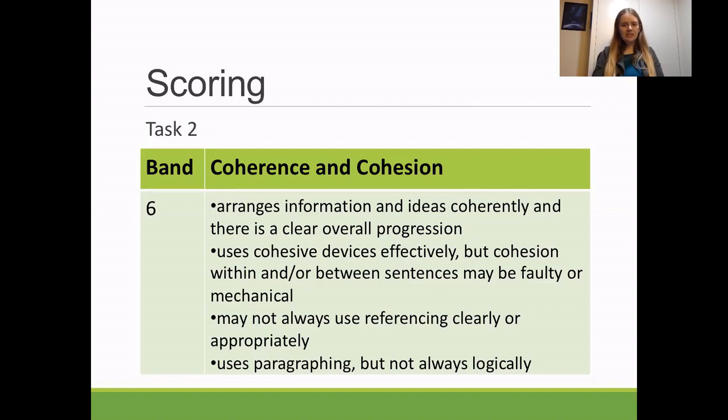For a score of 6, you would be arranging your information and ideas coherently, and there is a clear progression, so you can see that you start here and you move through the different parts of your essay clearly.